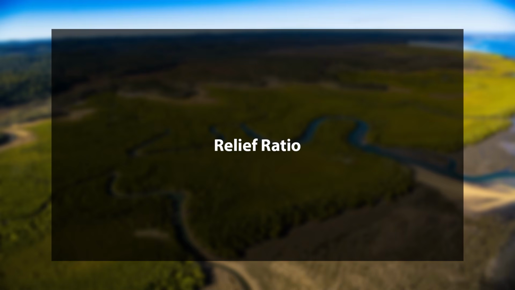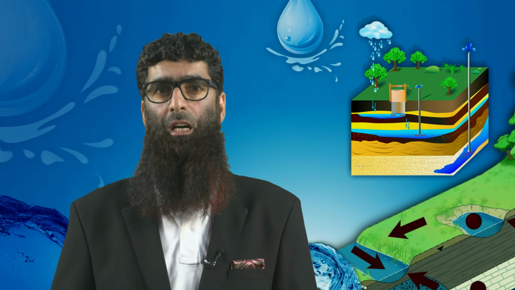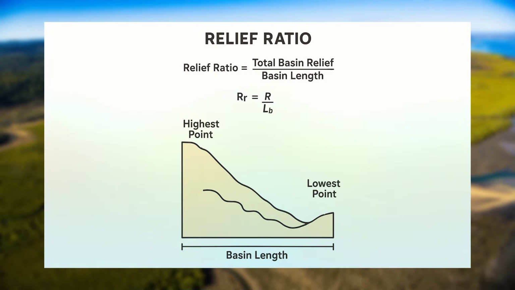Then relief ratio. It is a number used to define how steep a drainage basin or watershed is. It compares the total relief, that is the vertical difference between the highest and lowest elevation, and the basin length, that is the horizontal distance between the highest and the lowest point of the basin, particularly parallel to the principal drainage line. It is the total basin relief divided by basin length.